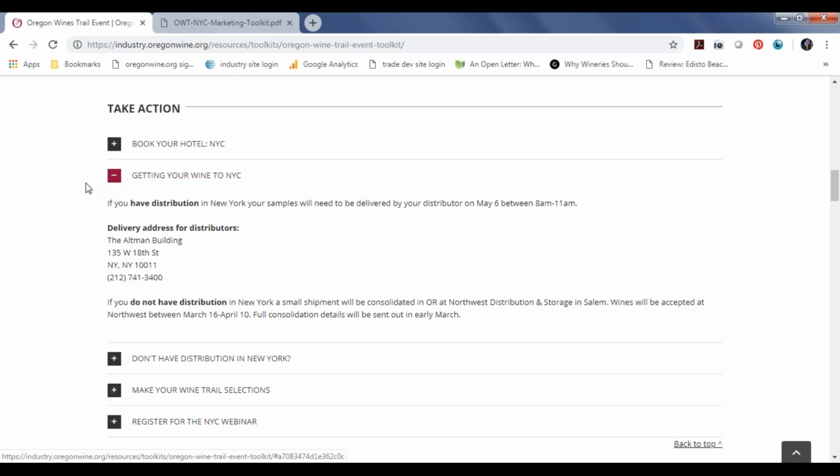So, getting your wine to New York. You should have all received an email from me yesterday addressing this very topic. We have two constituencies within this header. The majority of you have New York representation and received an email outlining your steps, and then there's a very small handful that do not have New York representation, and they have obviously a different protocol.